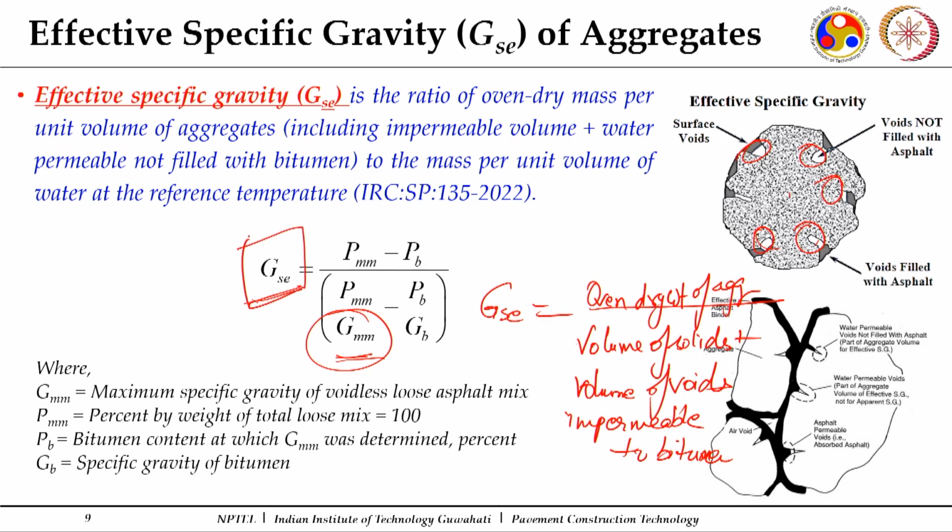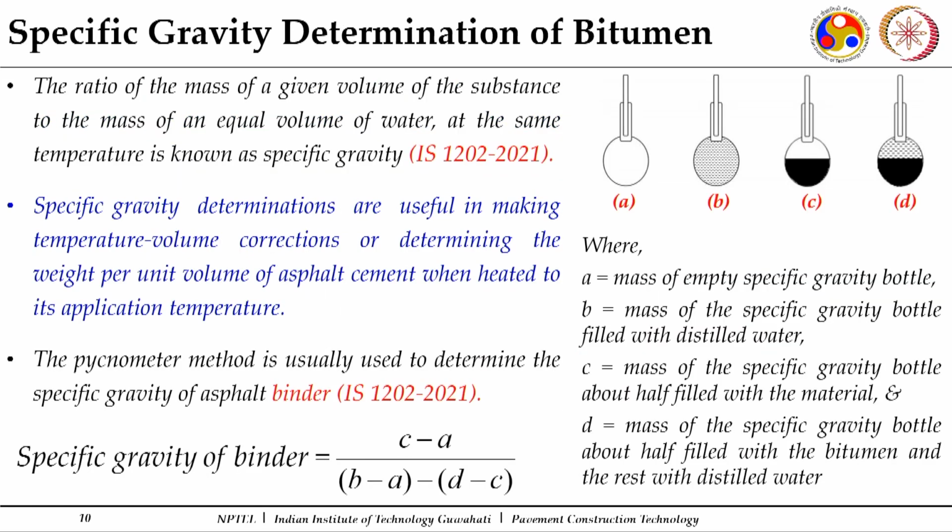So now, important here we can understand, it says it is the ratio of oven dry mass per unit volume of aggregates including impermeable volume plus water permeable voids not filled with bitumen. So this is the impermeable one, plus the voids which are permeable to water but not permeable to bitumen. These voids were water permeable, but were not filled with the bitumen. So this is the effective specific gravity.